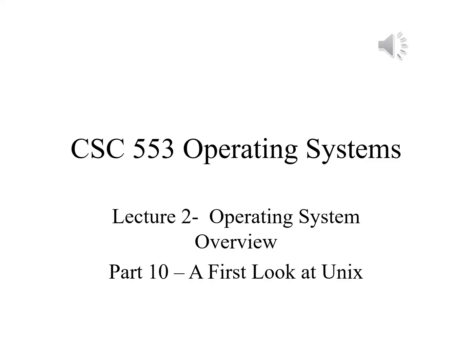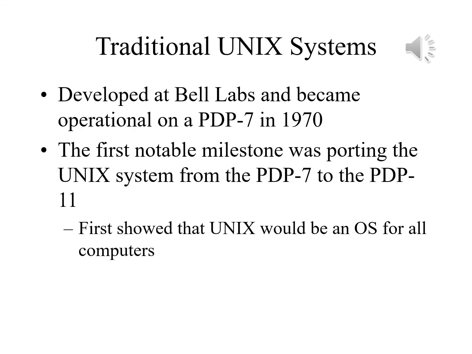In Part 10 of Lecture 2, we will discuss a first look at UNIX. UNIX was developed initially at Bell Labs and became operational on a PDP-7 in 1970. Work on UNIX at Bell Labs and later elsewhere produced a series of versions of UNIX.